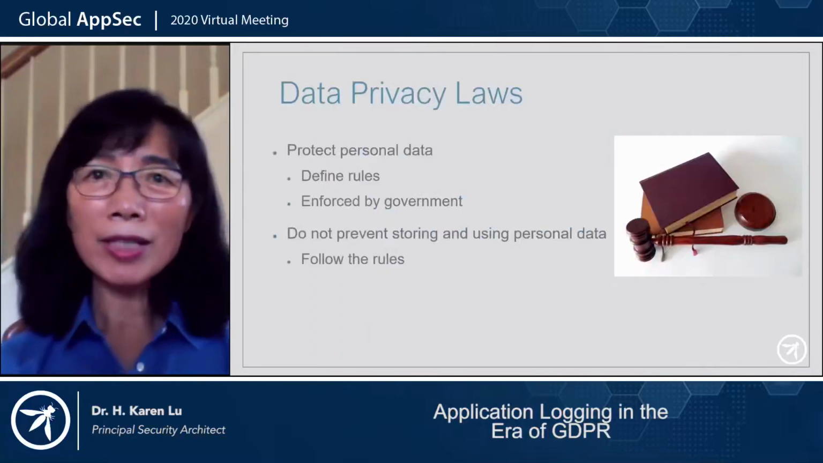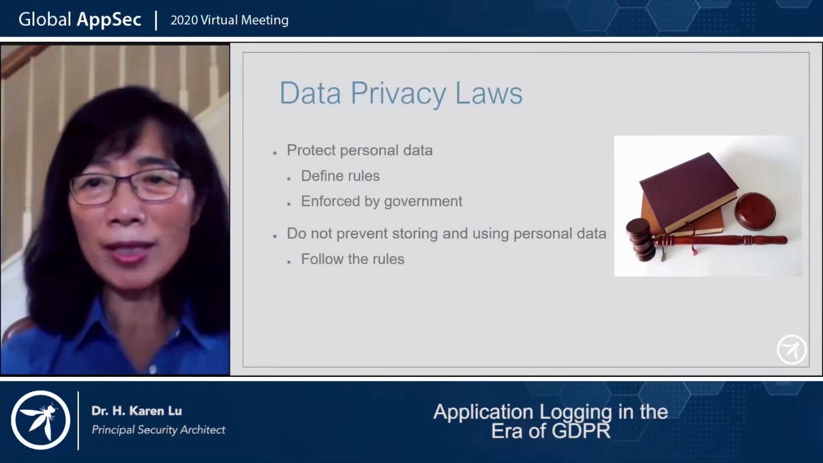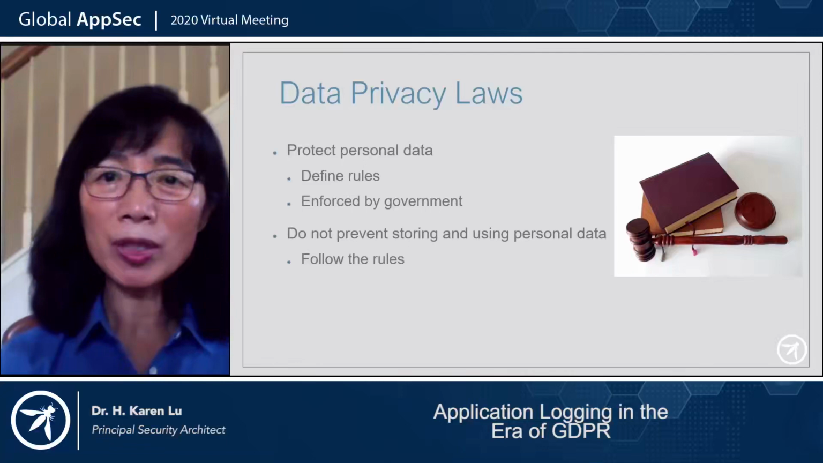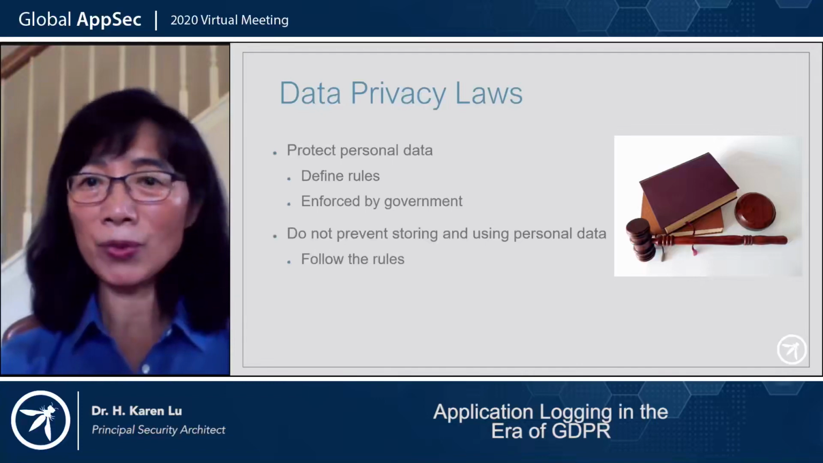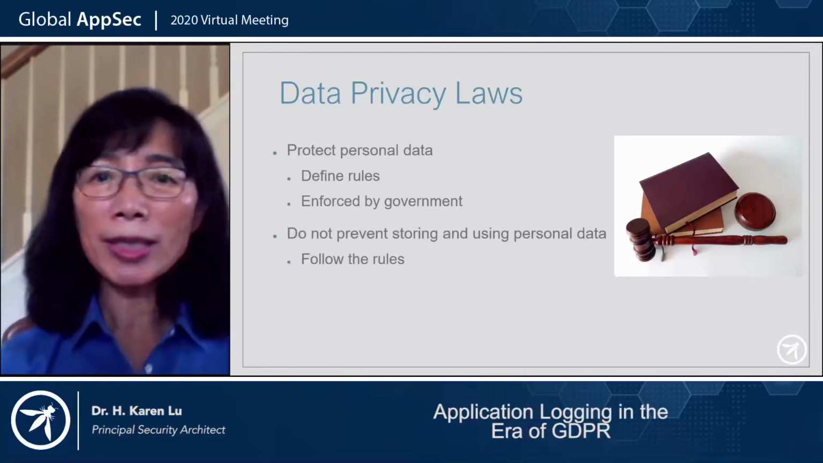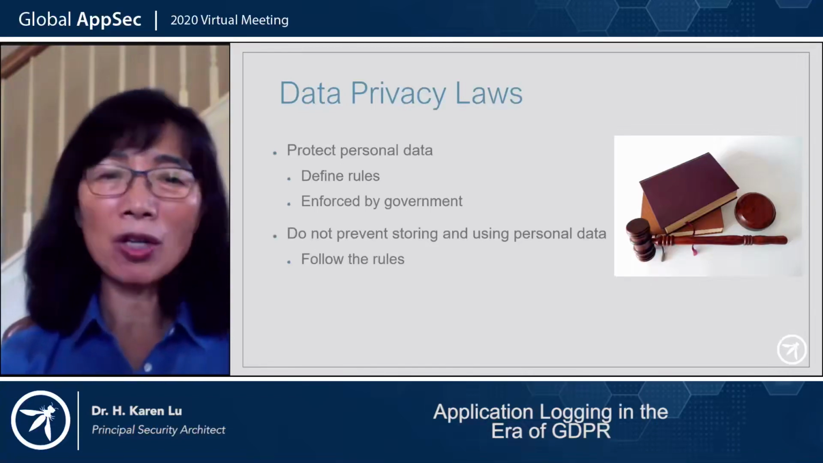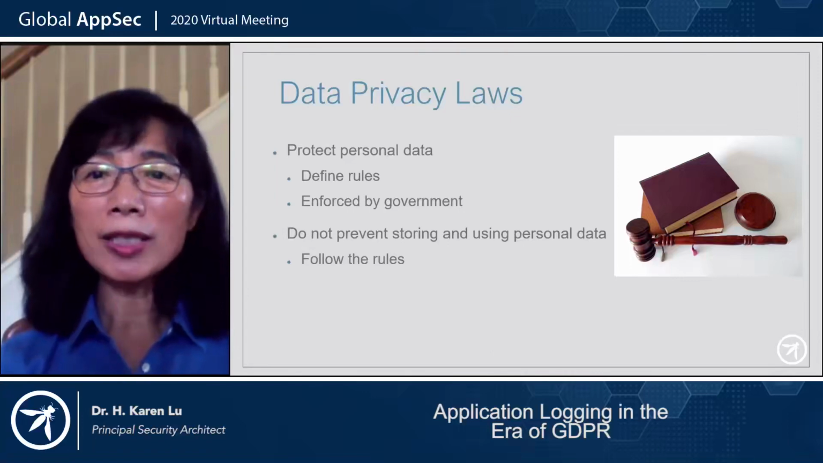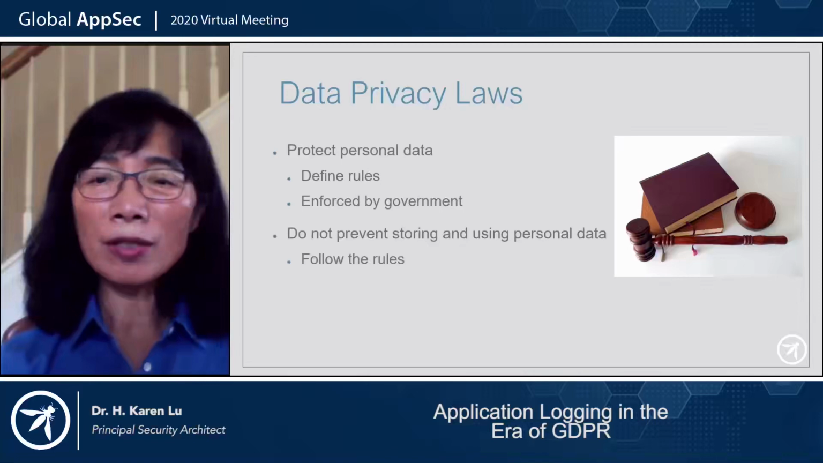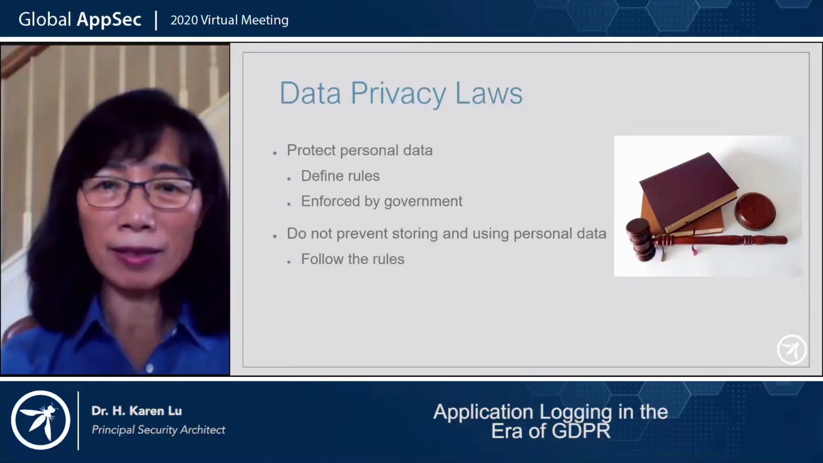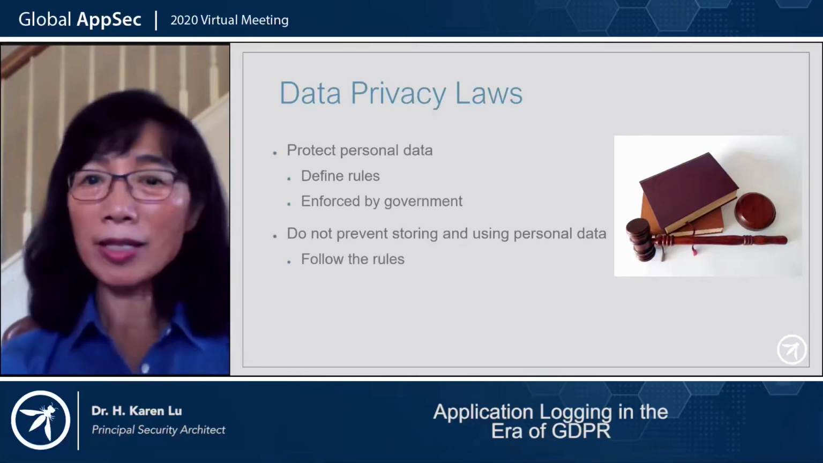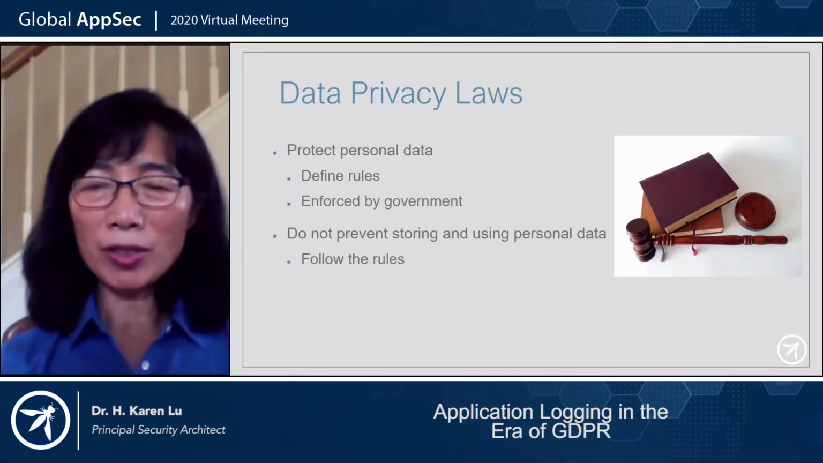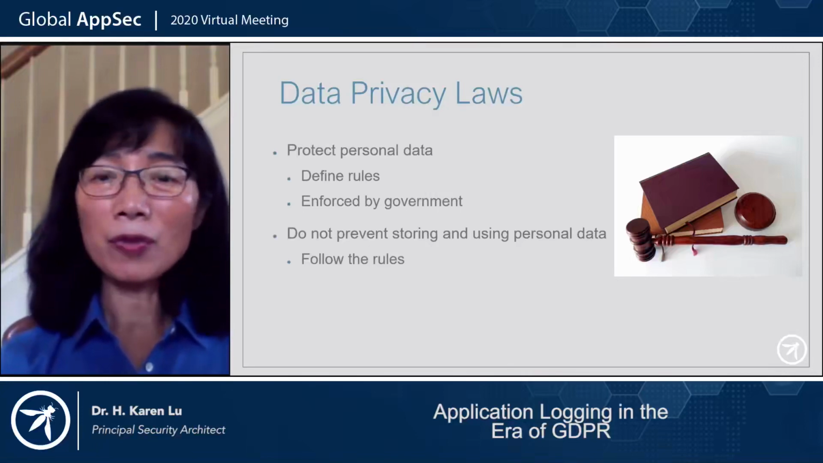Many countries have data privacy laws. These laws are designed to protect personal data stored on computers or in organized paper filing systems, in transit and in use. They define rules that people, employees, and organizations must follow when dealing with personal data. Rules are enforced by a government agency. Data privacy laws do not prevent organizations from storing and using personal data. They just must follow the rules.